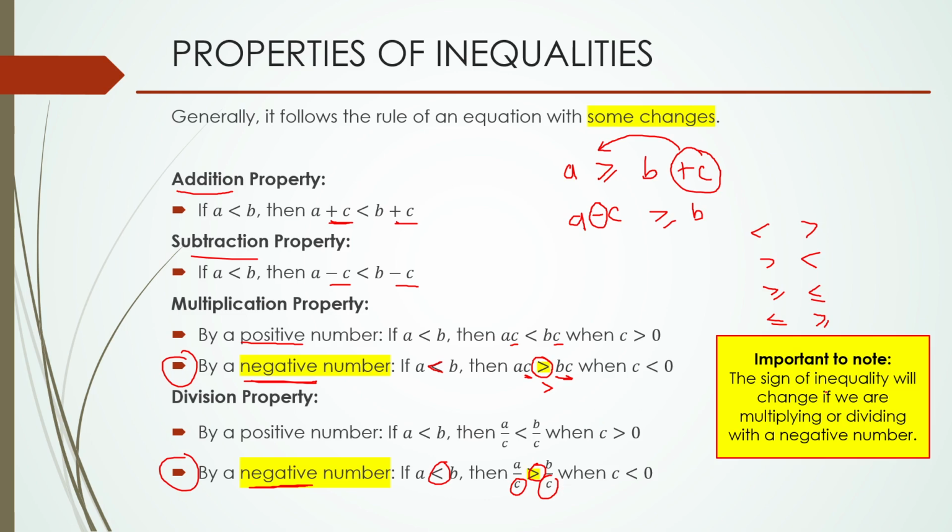This is only for if you multiply or divide with a negative number. Usually students will forget this one. So after you answer your question, make sure that if you multiply or divide with a negative number, you change your inequality sign. Usually this is where the students somehow miss changing the inequality sign.